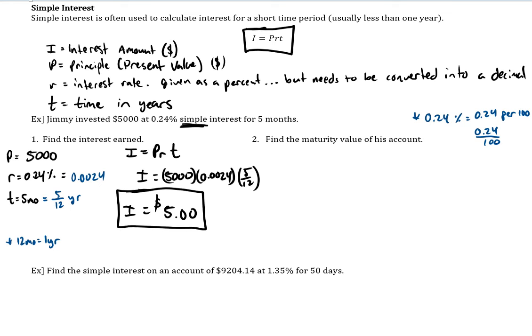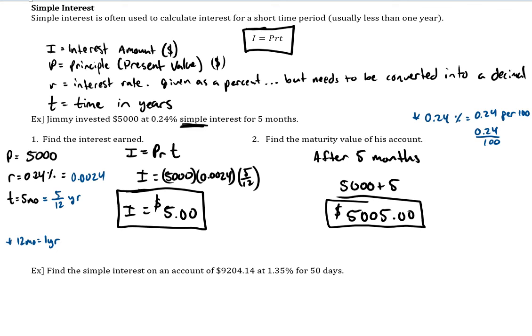Okay, and then they might ask, find the maturity value of his account. What this means is, what is his account worth after the 5 months? After 5 months, the account just earned $5. Add it to the initial, we would have 5,000 plus 5. So his account is, and again, if they said round to the nearest cent, we would do 0.00. So $5,005.